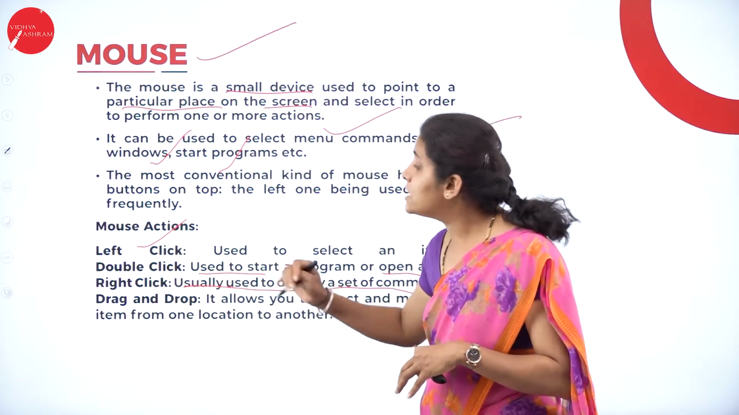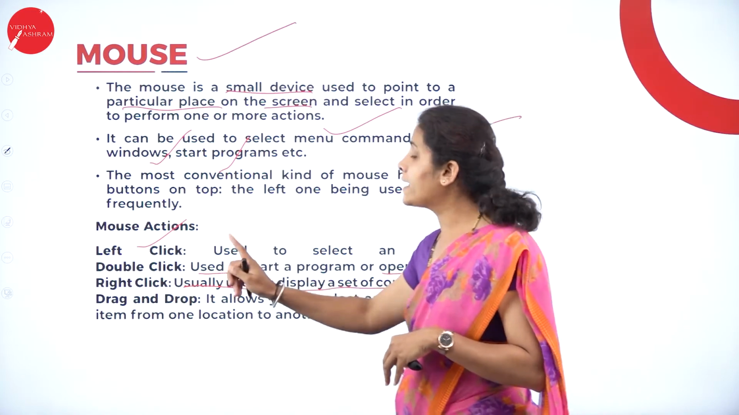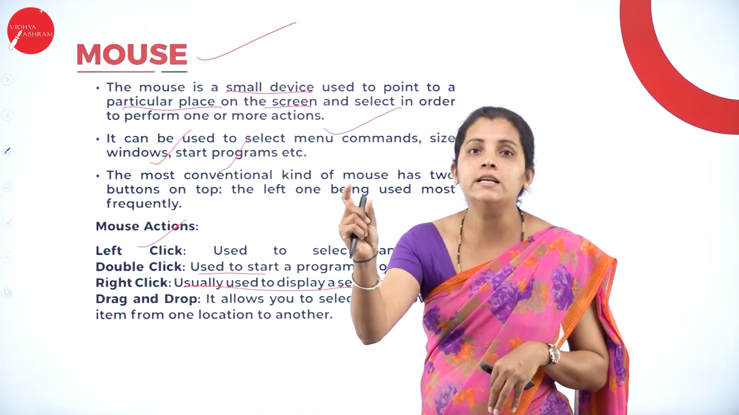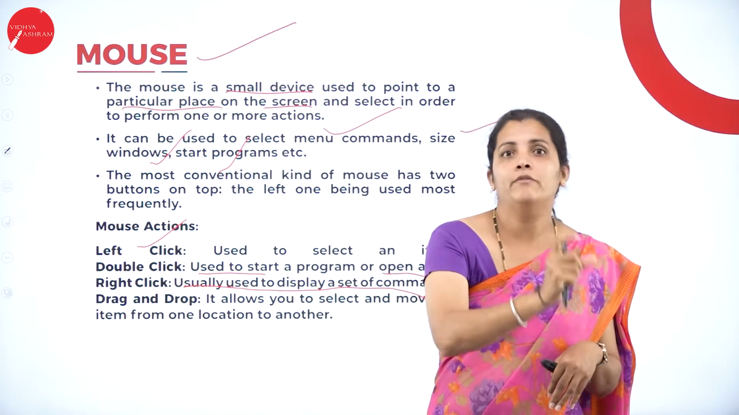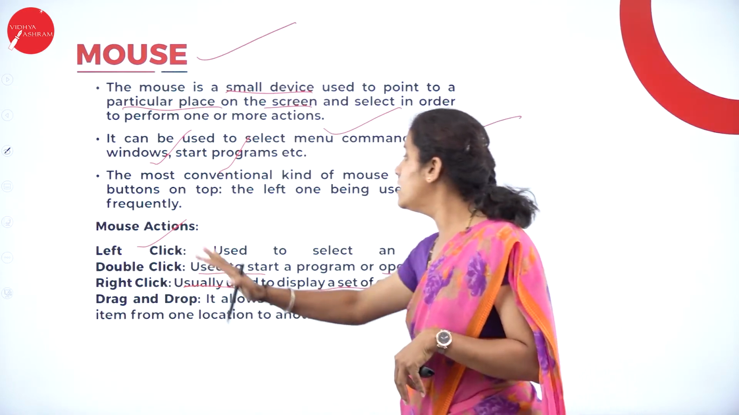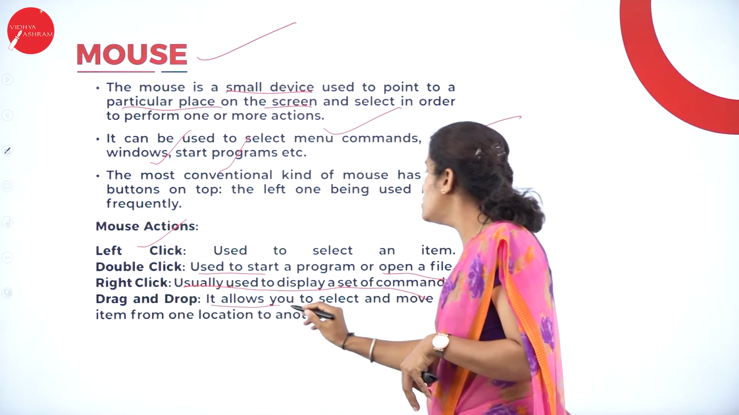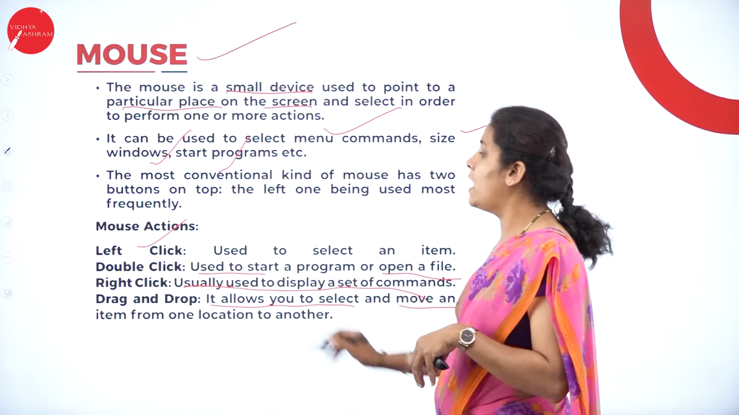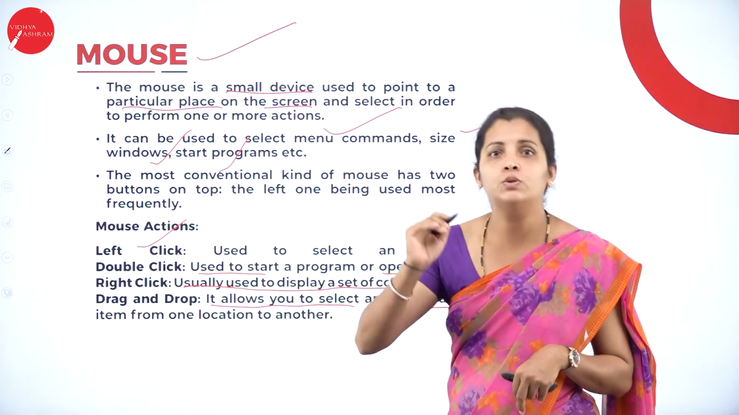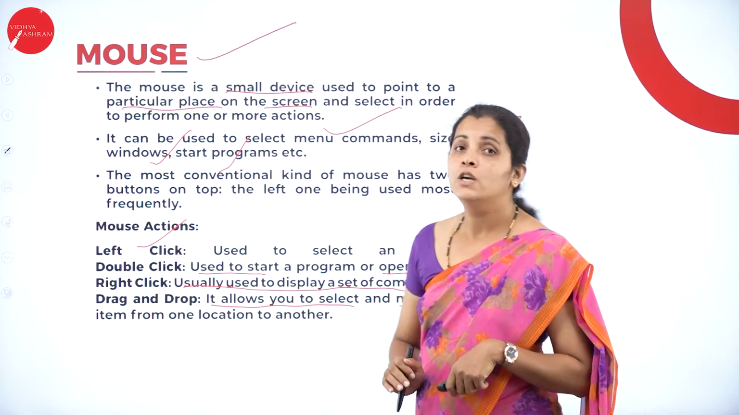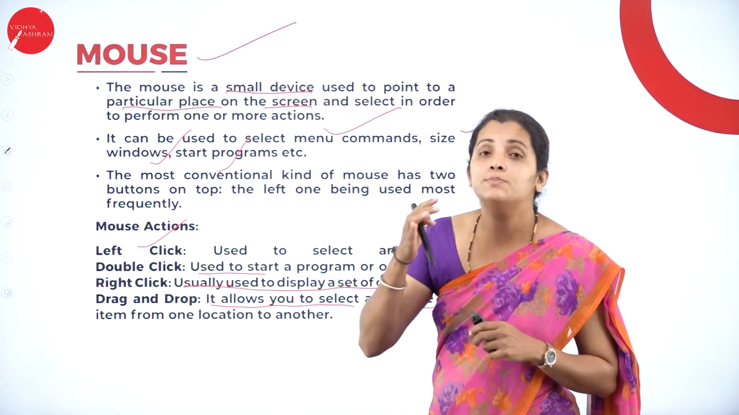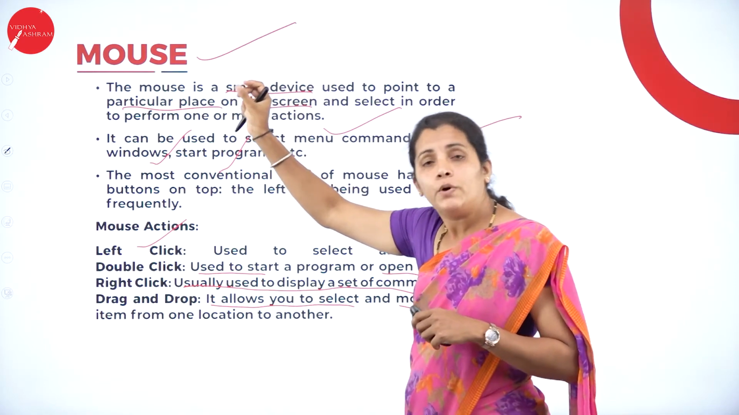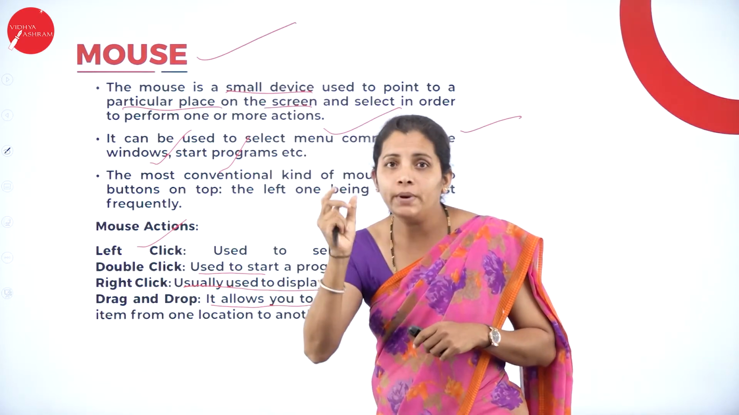Then the last option is drag and drop. That means select a particular item, then drag and drop it where you want. Drag and drop allows the user to select and move an item from one location to another location. So the mouse is a small device mainly used to point to a particular location or place.